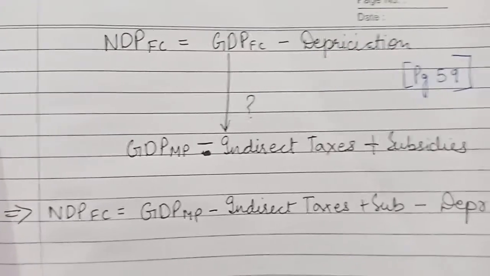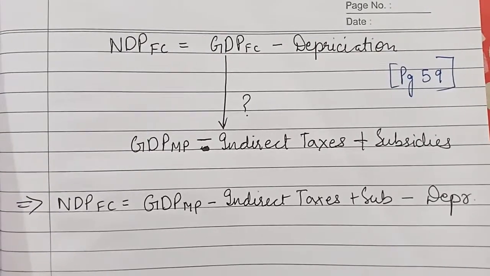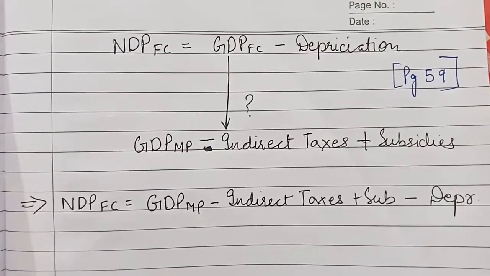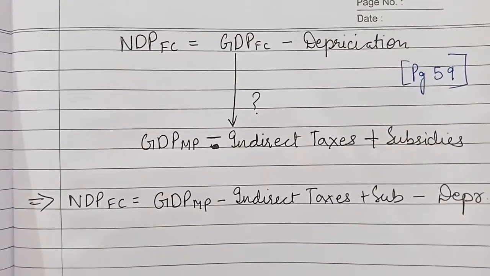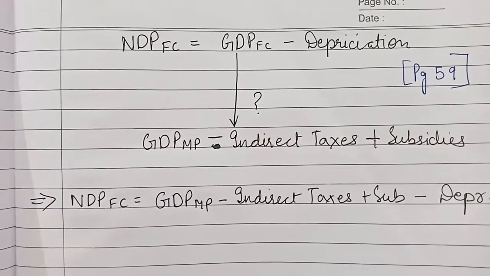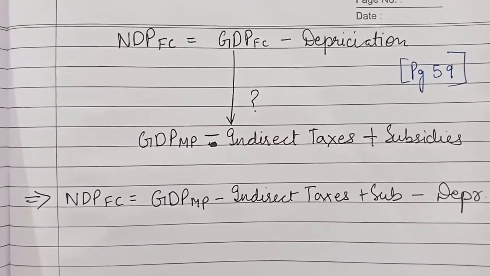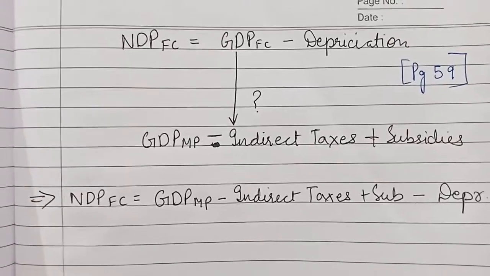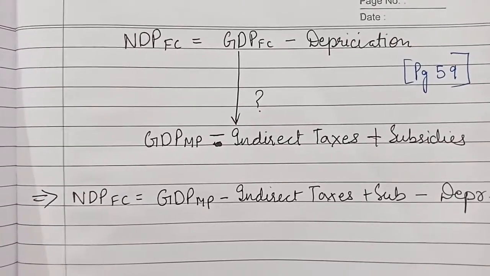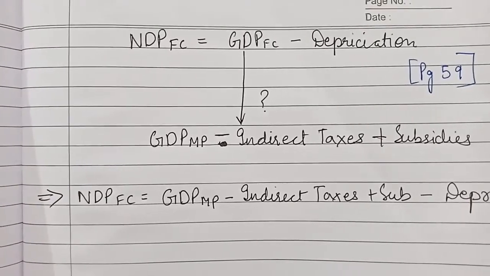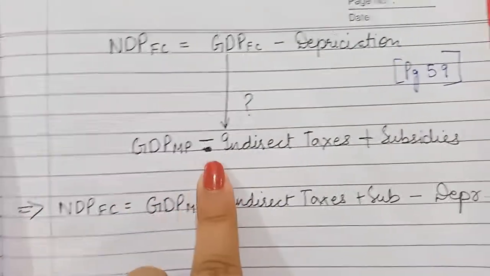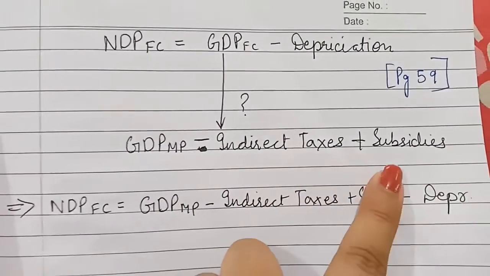Now let us see how we can find out the NDP-FC. For that we need GDP-FC minus depreciation. That means the gross domestic product at factor cost minus the depreciation, and this formula is given in page number 59. Now how do we find out GDP-FC? We will find out with the help of gross domestic product at market price minus indirect taxes plus subsidies.